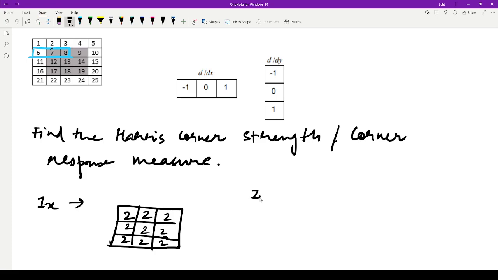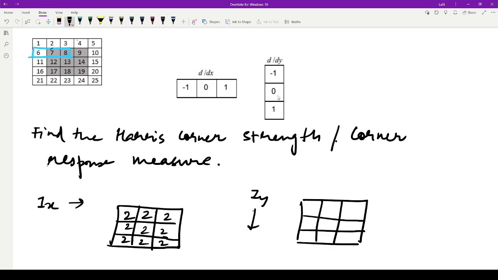Then again, I have to do that for the y direction. The y direction is vertically downwards. Once again, you have to place this kernel out there like this. So I guess here it's 10. Everything seems to be 10.